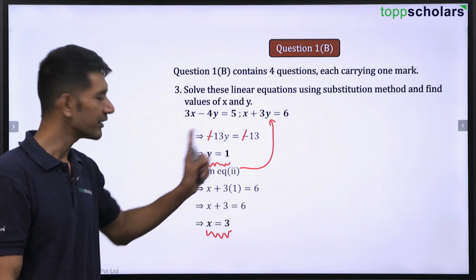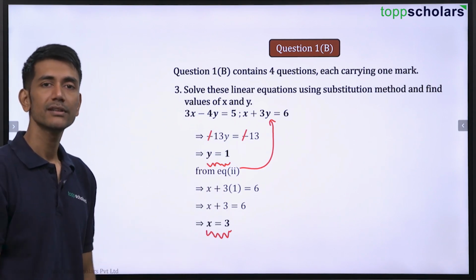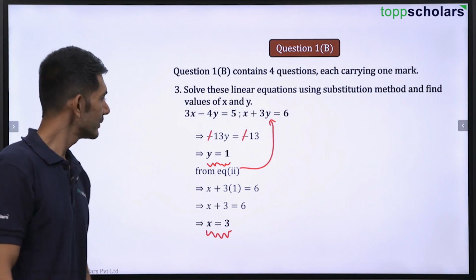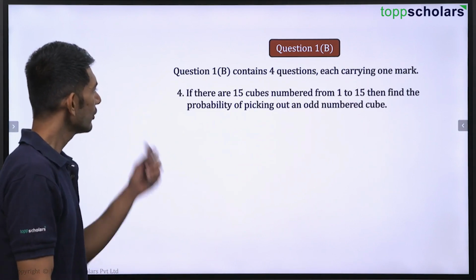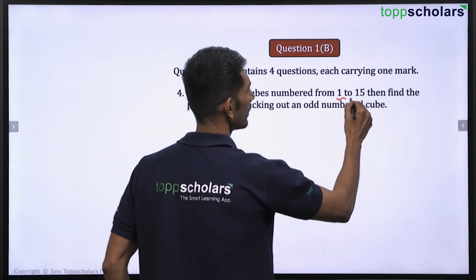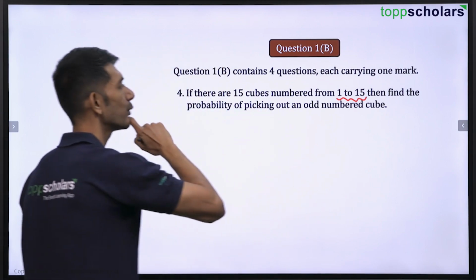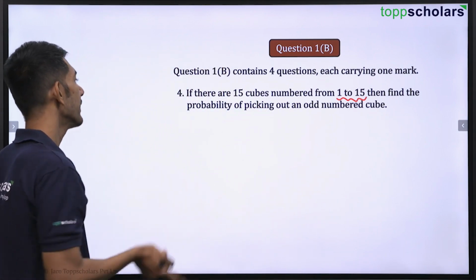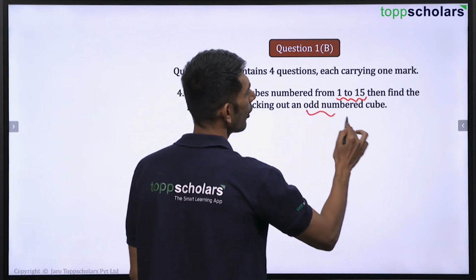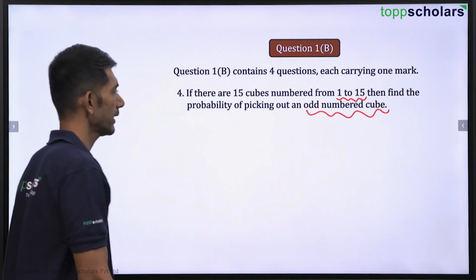So x is 3, y is 1. I hope this is clear to you. Perfect then. Let's continue. If there are 15 cubes numbered from 1 to 15, then find the probability of picking out an odd numbered cube, correct?